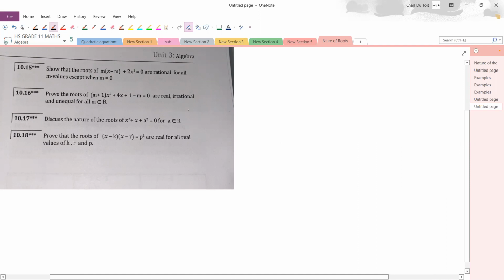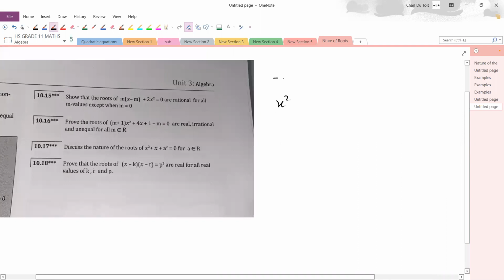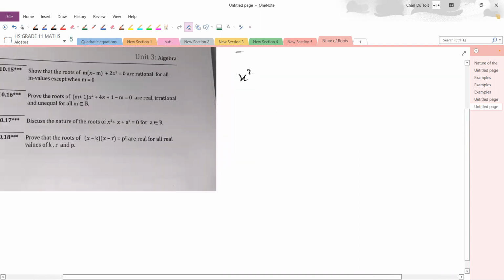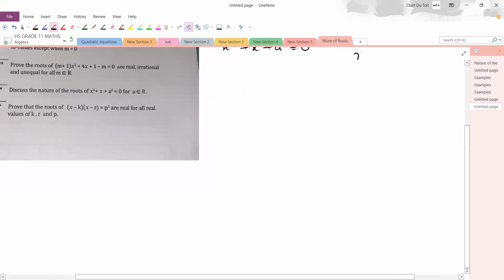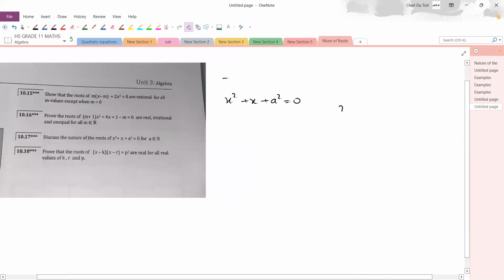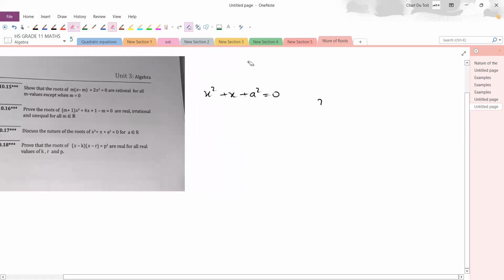Okay, so we are doing 10.17. x squared plus x plus a squared is 0. And discuss the nature of the roots. So they want to know what the nature is. I don't know why my page is jumping the whole time. So I set something here. Okay. So what is the nature of the roots?